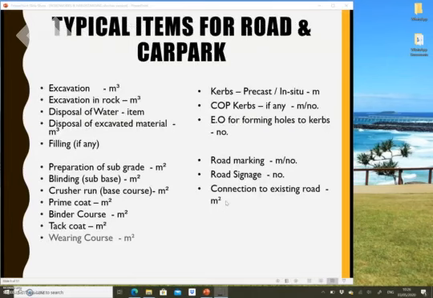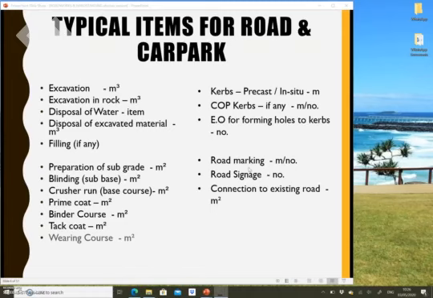So these are the typical items for road and car parks. So I divided into 4 main categories. So the first one is what we call as excavations for the roads and the pavement. Okay, and the second one is the layers. And then we have curbs, if you have any curbs allowed in your drawing. And then we have road marking, road signage, and connection to existing road.